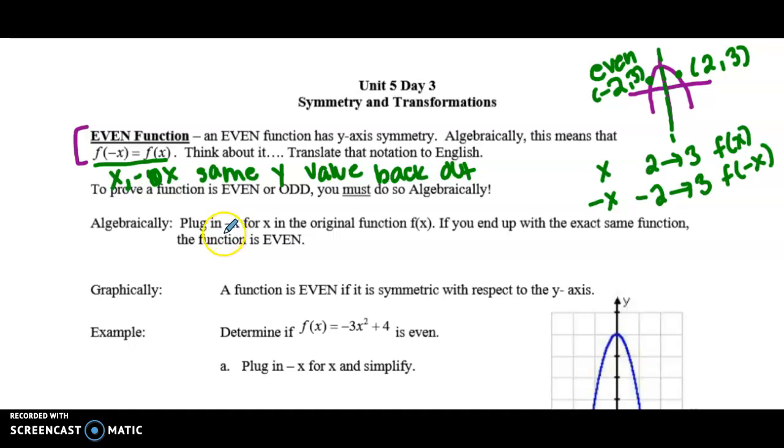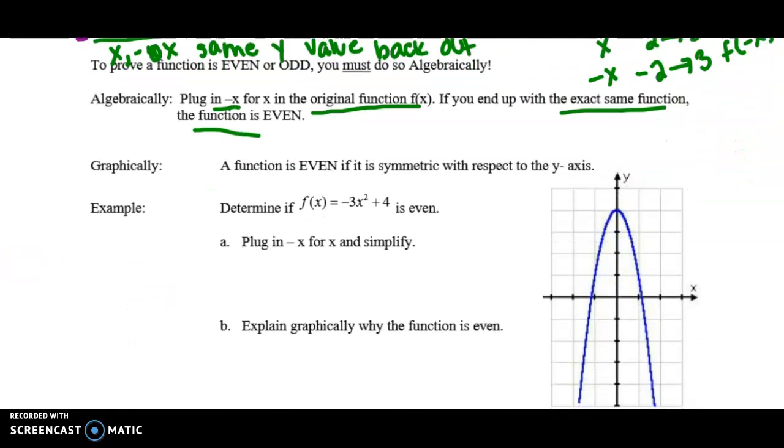What you're going to do is take your original function and plug in negative x everywhere you see x in the original function. If you end up with the exact same function, then the function is even, because that's like saying if I plug in 2 and -2, I get the same y values. You plug in x and negative x, and you're getting the exact same function back out.